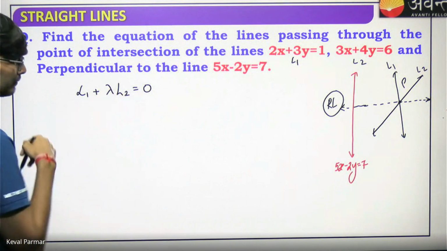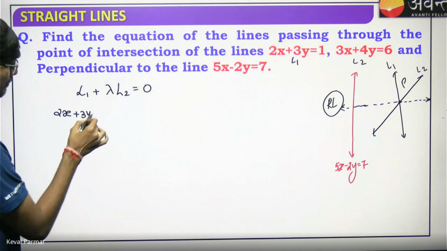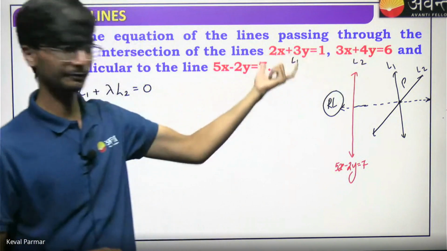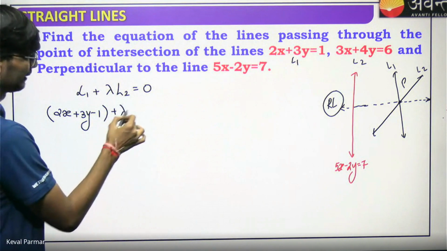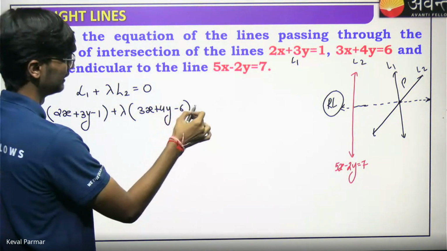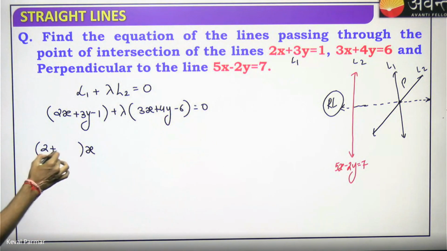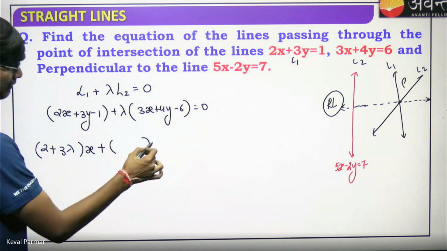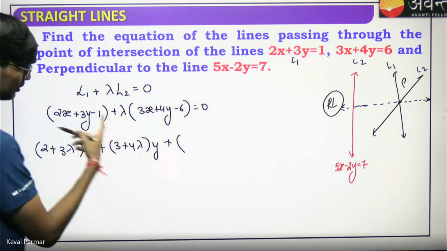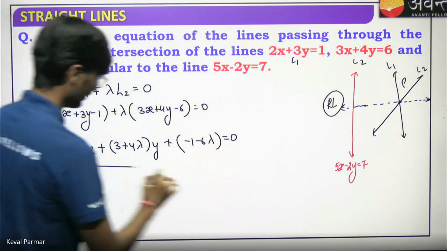Substitute L1 and L2. What is L1? 2x plus 3y minus 1. Please don't forget the 1, right? L1 is the expression, plus lambda times what is L2? 3x plus 4y minus 6 equals 0. Let us group the x coefficients. It is 2 plus 3 lambda. Let us group the y coefficients. It is 3 plus 4 lambda. Let us group the constant terms: minus 1 minus 6 lambda equals 0. Now this is my required line.